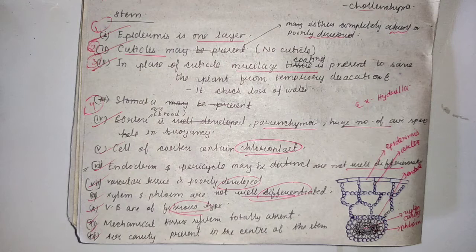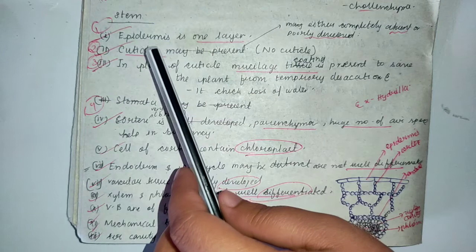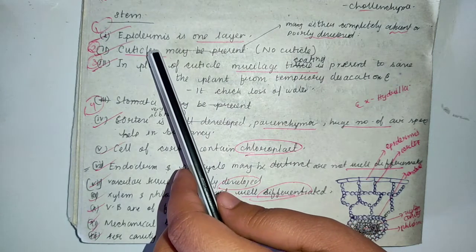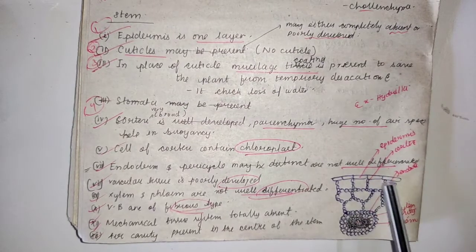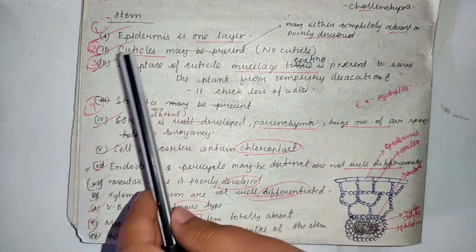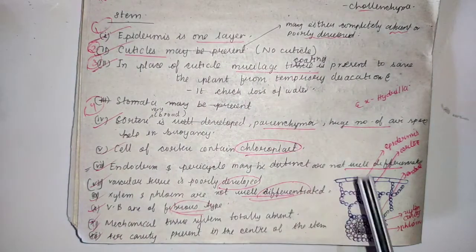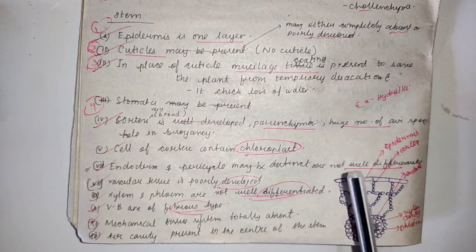Hello, in this video we will see about the stem of submerged hydrophytes. The epidermis of the stem of submerged hydrophytes is one layer. Here the outer structure represents the epidermis, which is one layer in thickness. Cuticle is absent. No cuticle is present in the stem of submerged hydrophytes.